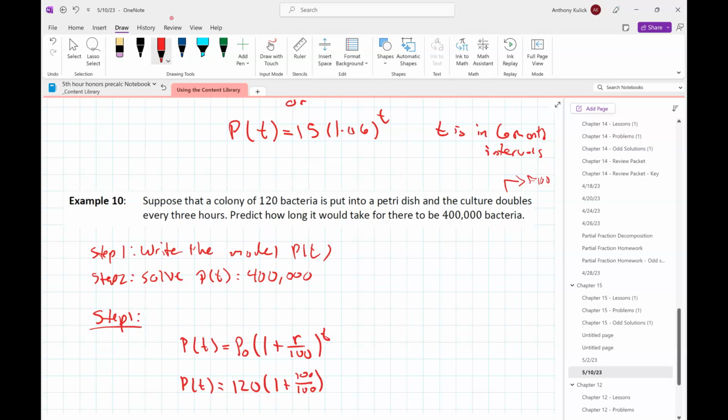And notice when we simplify that, 1 plus 100 over 100 gives us 2, which is our doubling, right? Which is what we want it to look like. So I feel good about that.